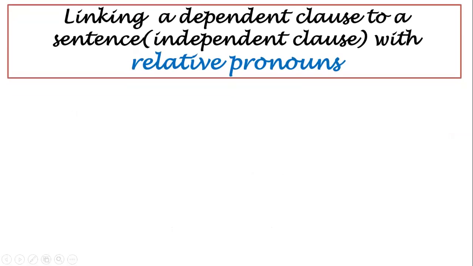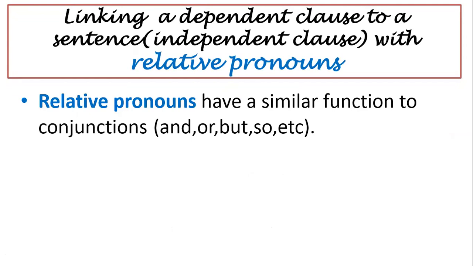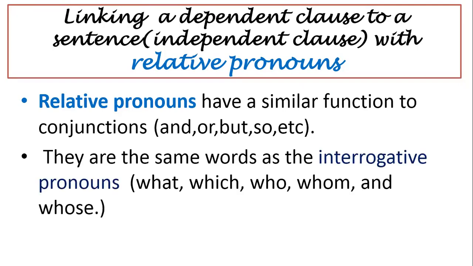How do we link the two things together? How do we link a dependent clause to a sentence, which is an independent clause? We can do this with relative pronouns, and we studied the relative pronouns. Relative pronouns have a similar function to conjunctions, like and, or, but, so, etc. They are the same words as interrogative pronouns, but we have a different usage here. Before, we saw that we can use the interrogative pronouns what, which, who, whom, and whose to ask questions like what is this or who is that person. Here, these are used as a link between two clauses.